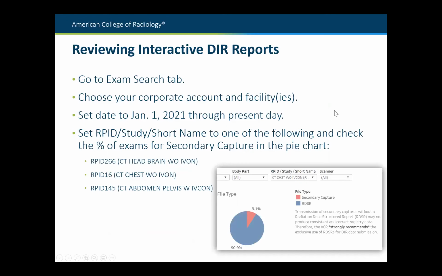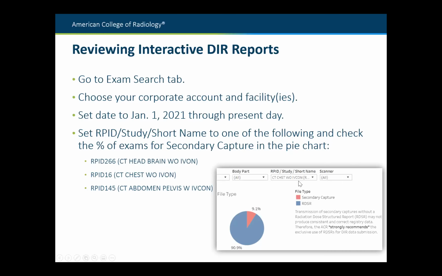So the first thing you can check is you can just get this simple pie chart that shows you how much of your data is being submitted via secondary capture. So what you would do is click on the exam search tab, choose your corporate account and the facility or facilities you want to look at. You would set the date, obviously, from January 1st of this year through the present day. And then you can set the RPID or the study names for the 3 different exams that are used for ACRAD 34. And those are listed here.